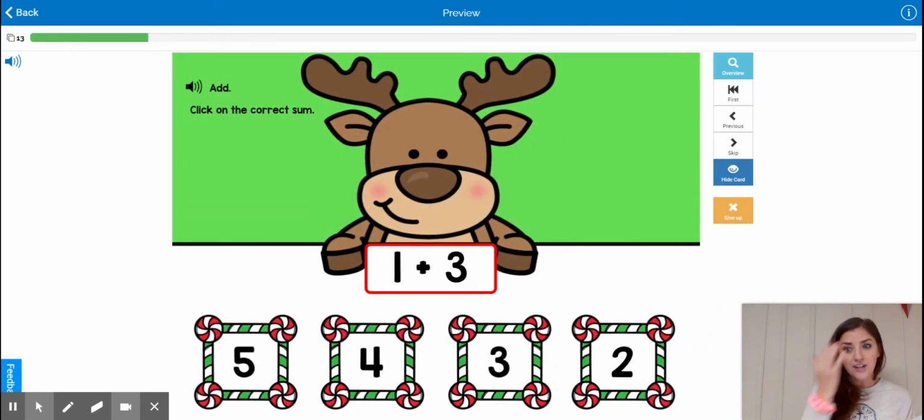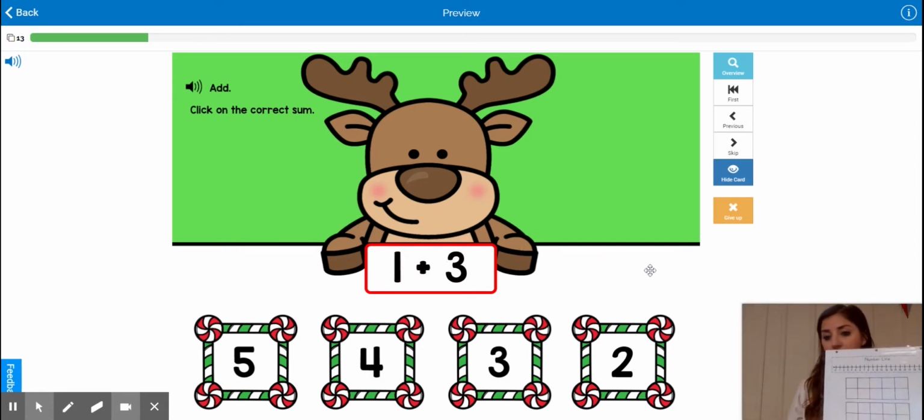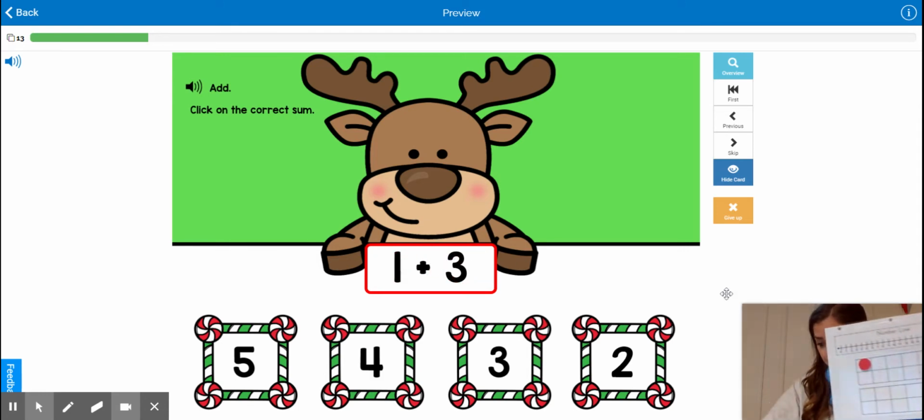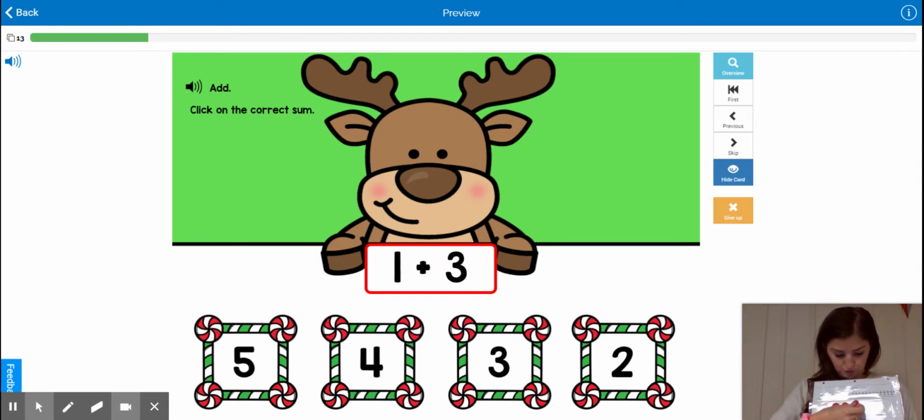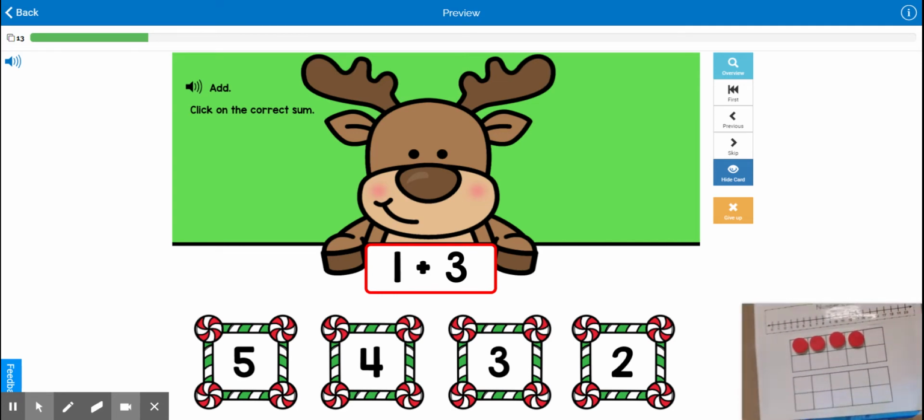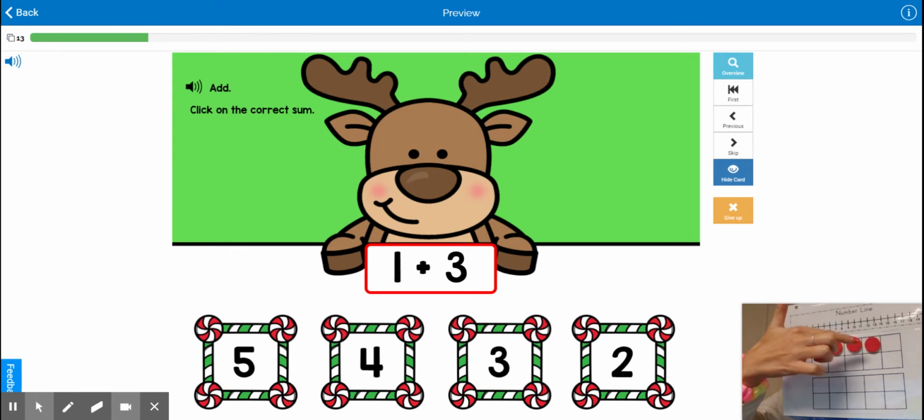Okay, getting a little trickier now. Are you ready? Our reindeer says, you have 1, and you're going to add 3 more. So you have a group with 1, and you're going to put it together with a group of 3. So I can say I have 1, and now I'm going to add 3 more. 1, 2, 3 more. How many do I have now? Let's count. Ready? 1, 2, 3, 4.